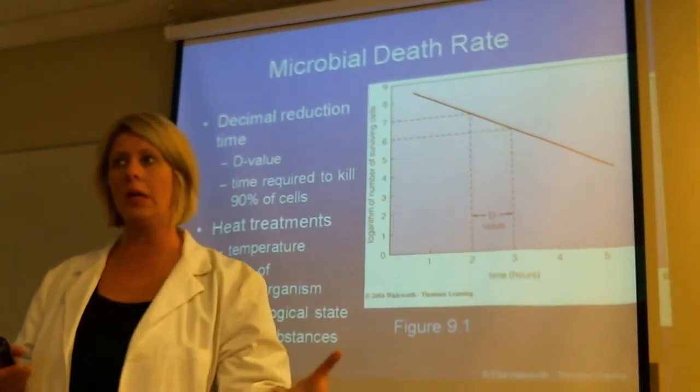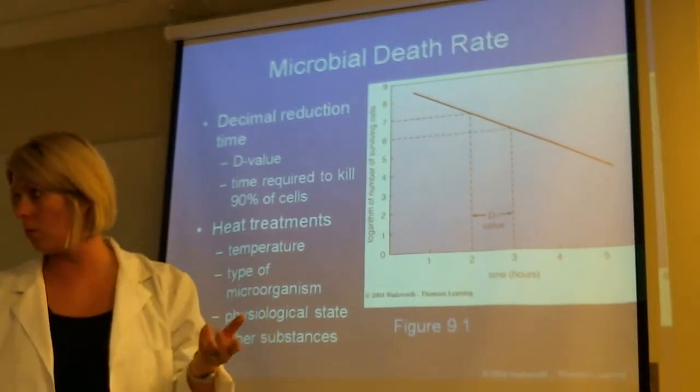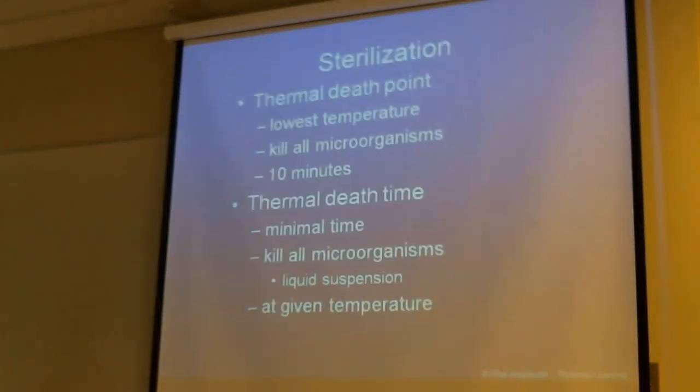Obviously, the temperature would increase, for instance, if it was a spore former versus a non-spore former. These are all straight definitions here. The thermal death point is the lowest temperature to kill all microorganisms within 10 minutes. The thermal death time is the minimal time to kill microorganisms, and this is typically done in a liquid suspension at a given temperature.